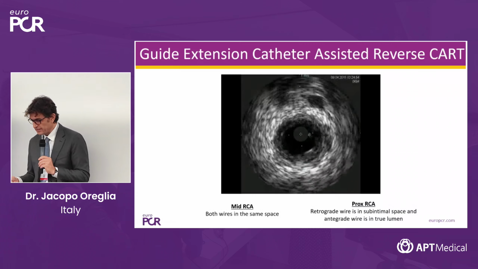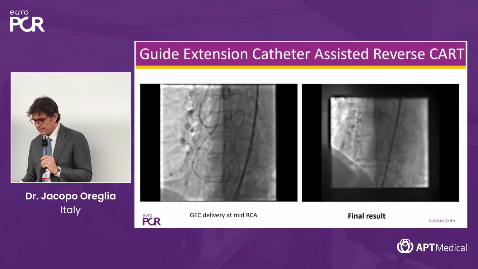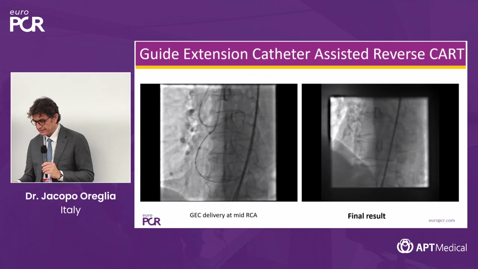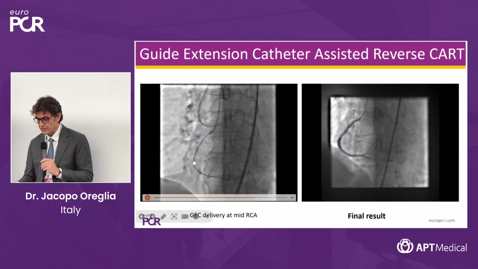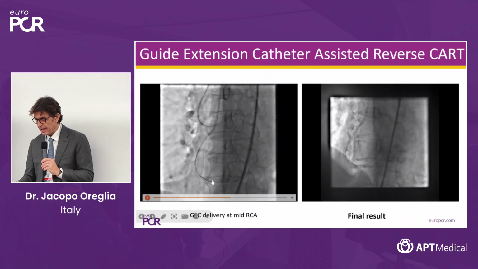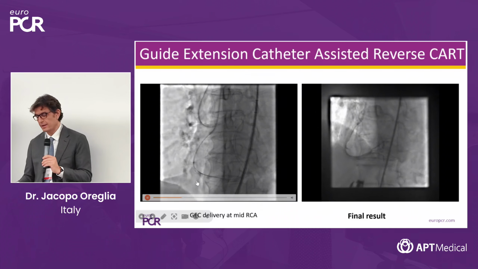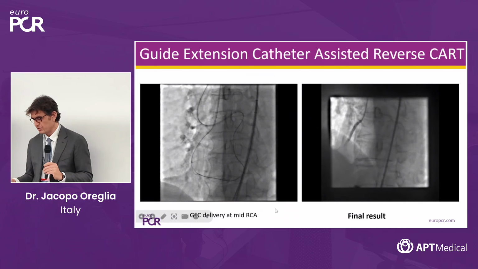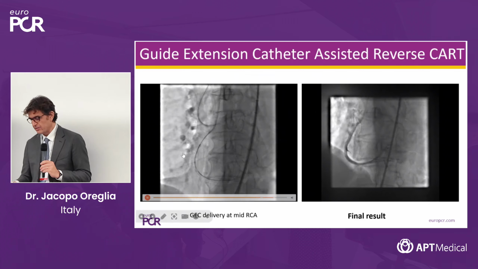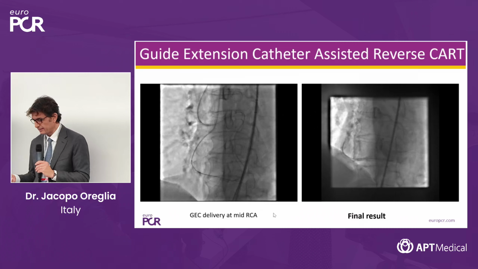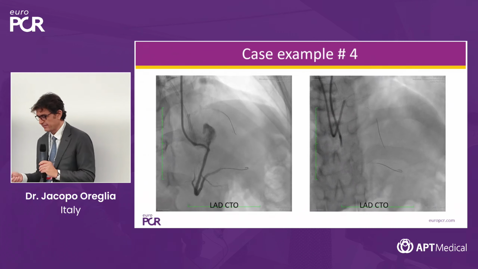And so what to do in this case, just advance your guide extension catheter at the level where the two wires were in the same space and externalize your retrograde guide wire. It is only a matter of patience, but in a few seconds or minutes, you will get your retrograde guide wire into the antegrade guide extension catheter, and that's the final result.